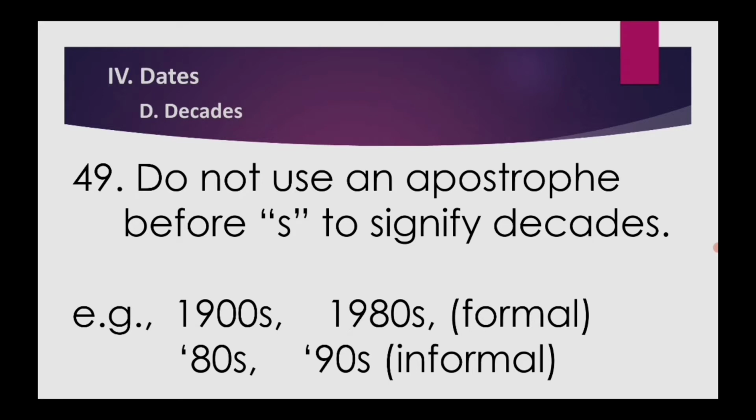Decades. Do not use an apostrophe before S to signify decades. For example, 1900s, 1980s. This is informal form. So the informal form is you drop the 19, you just replace it with the apostrophe, '80s, '90s.